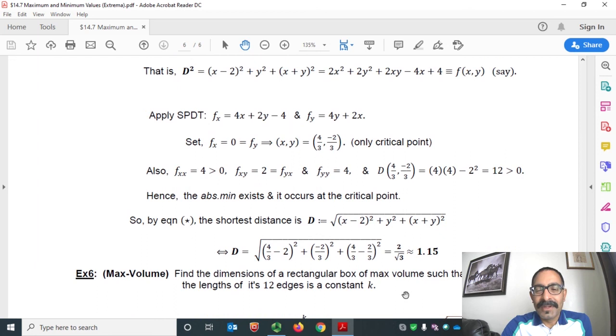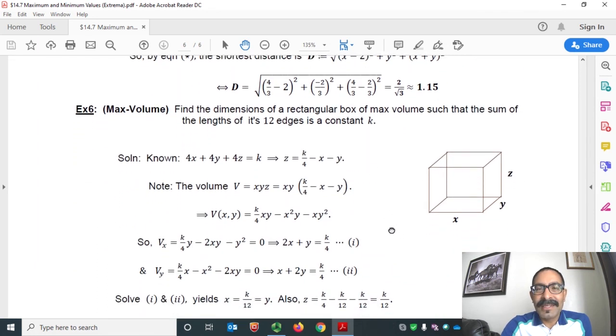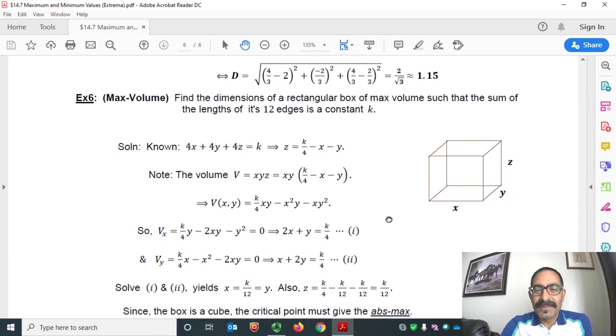Now let's move on. Probably the last one, example 6. Let's talk about the maximum value problems here. The question is, find the dimensions of a rectangular box of maximum volume such that the sum of the lengths of its 12 edges is a constant k. So here is the rectangular box. So let's start the solution.